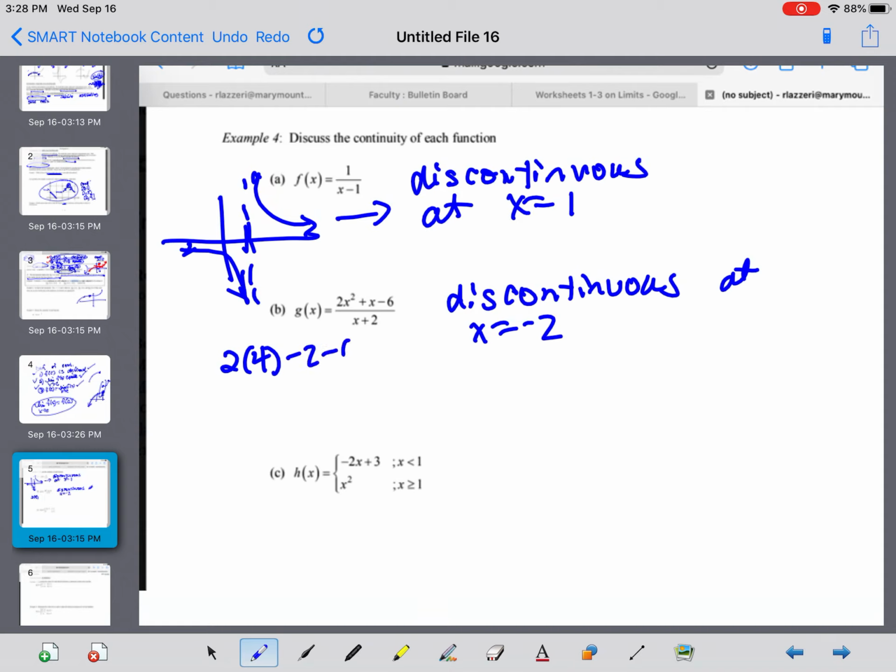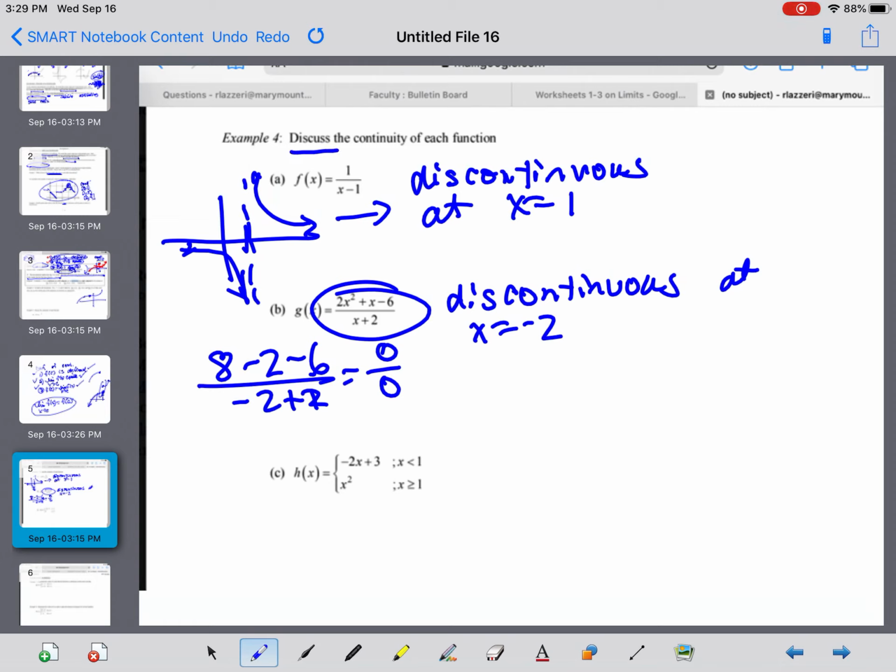All right, if I fill in -2 here, I get 4 minus 2 minus 6 over x plus 2, so -2 plus 2. Sorry, I didn't mean to do that. So anyway, if I fill in -2 right here, that's going to give me 8 minus 2 minus 6 over -2 plus 2, which gives me, if I did that right, 0 over 0. So this one probably has point discontinuity, and it has a hole in the graph, but either way it's discontinuous at -2 if they say to discuss the continuity of the function.